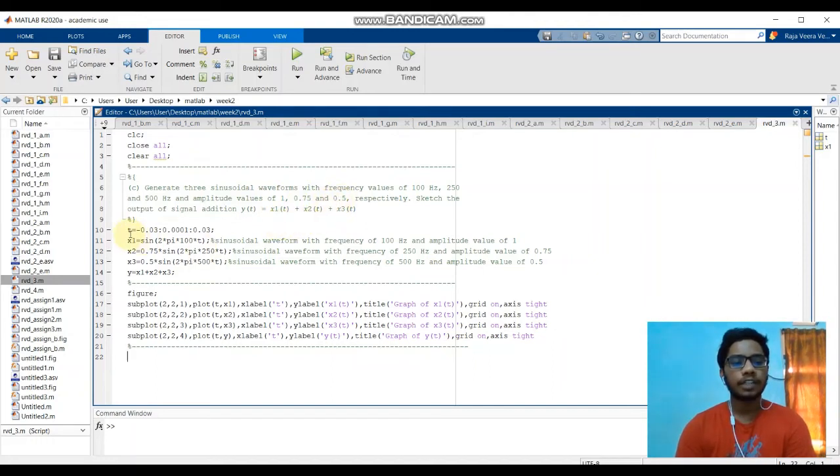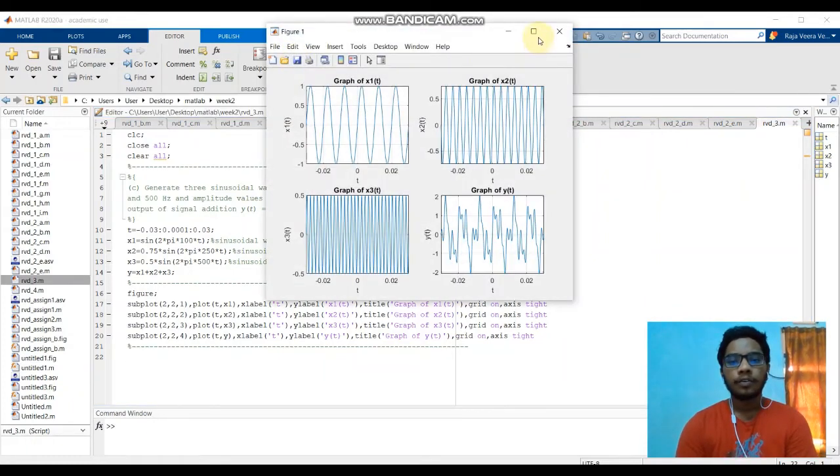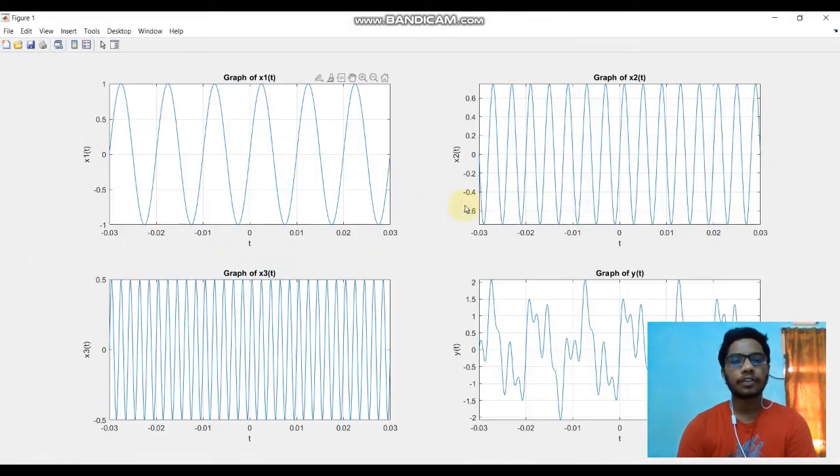As you can see, I have written the equations of x1, x2, x3, and I have added them, and by running it, we will get the graphs of x1 of t, x2 of t, and x3 of t, and the combined graph by adding the three of them.